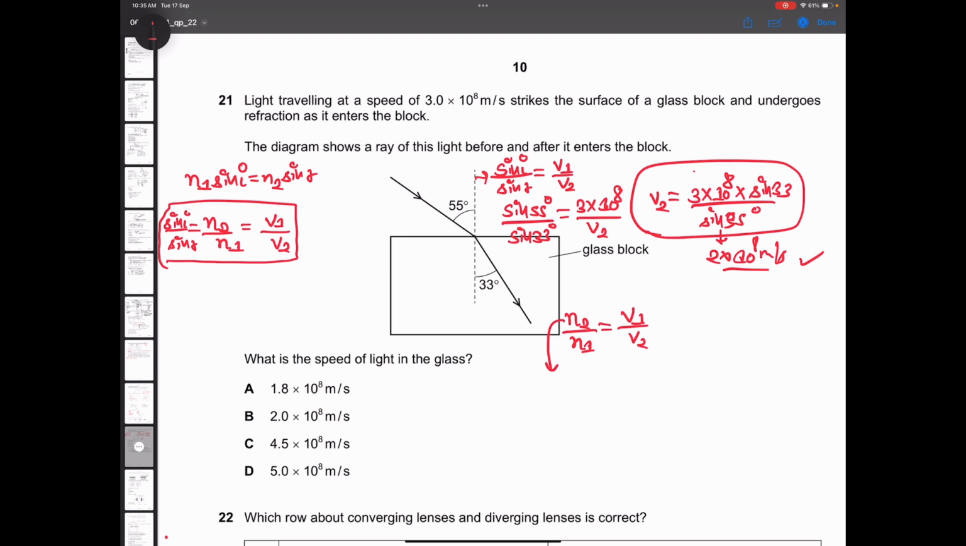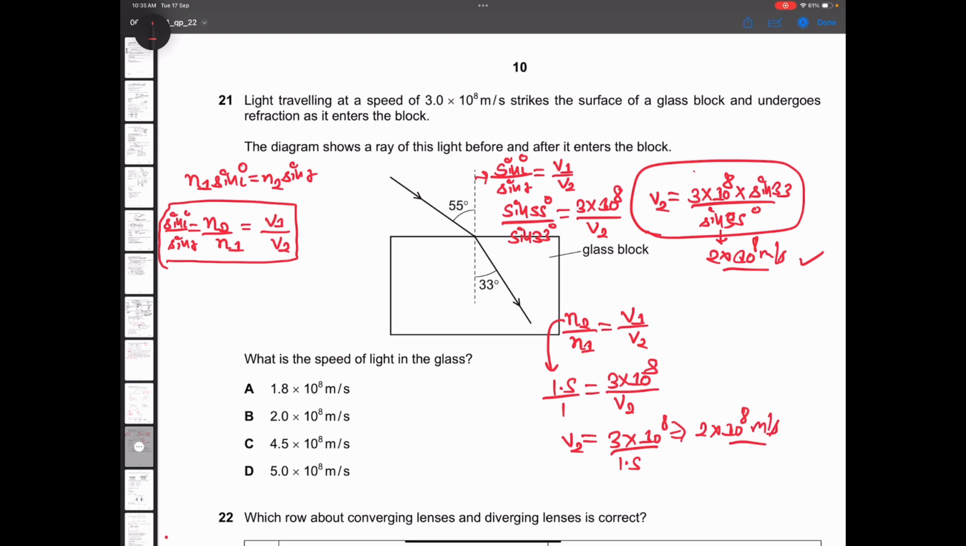n2 is the refractive index of glass, which is usually 1.5. You have to remember this value. n1 is the refractive index of air, which is 1. v1 is the velocity in air, which is 3 times 10 to the power 8, sorry, and v2 is the velocity in glass. So velocity in glass is equal to 3 into 10 to the power 8 by 1.5, so it is 2 times 10 to the power 8 meters per second.